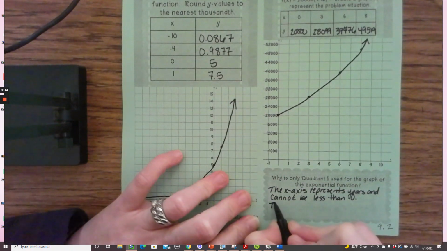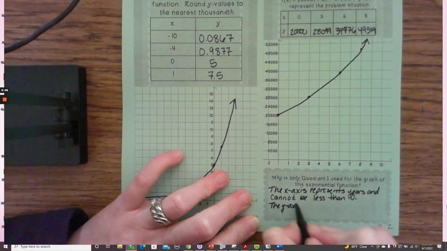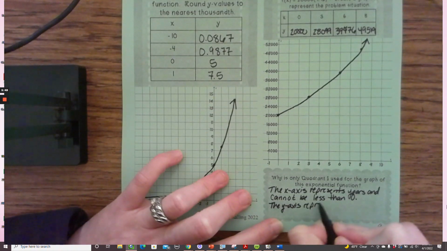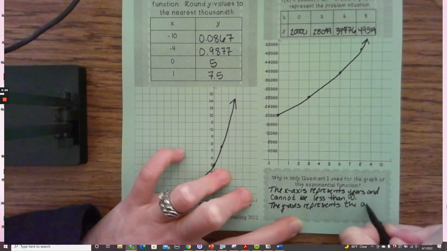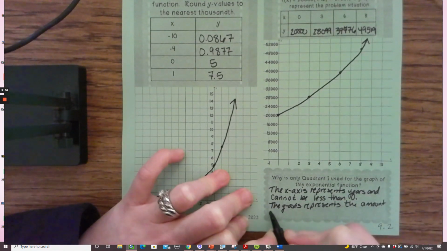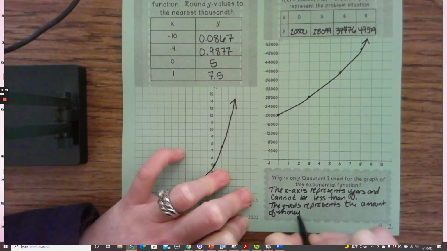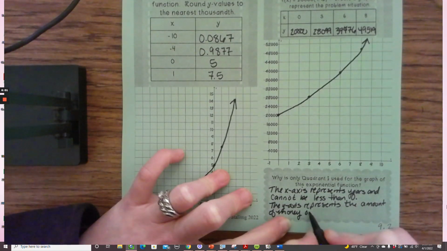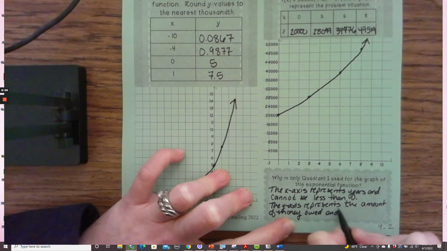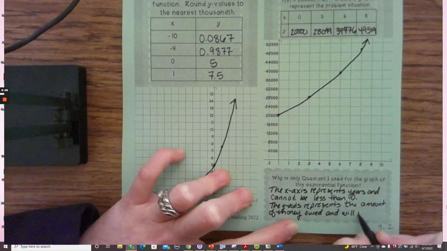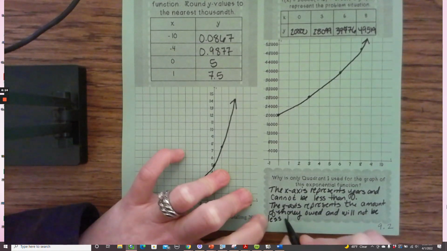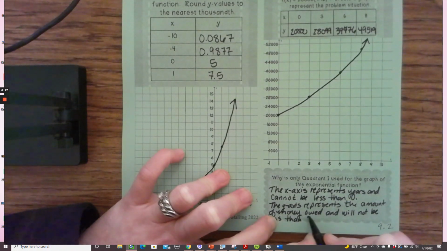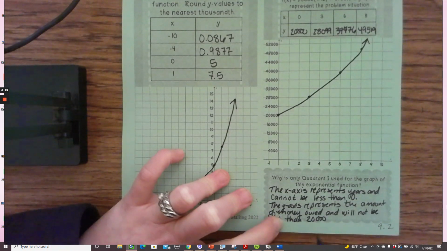And so the y-axis represents the amount of money owed and will not be less than 20,000.